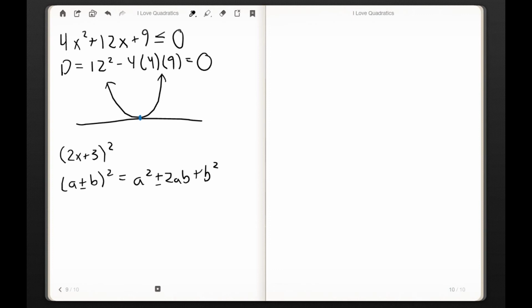What value of x is going to make it equal to 0? That would be x equals negative 3 over 2. And that is our solution here. Negative 3 over 2 is the only value for x that makes this inequality true, because it's never less than 0. We basically just turned it into an equal sign. Where is it equal to 0? And that would be at the root of negative 3 over 2.